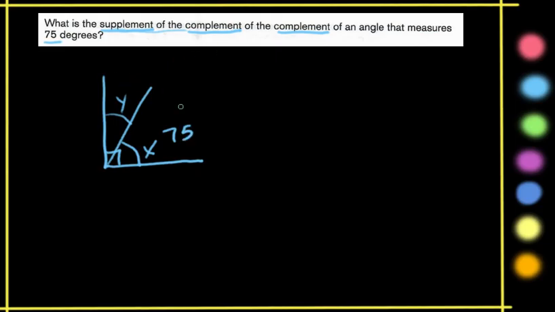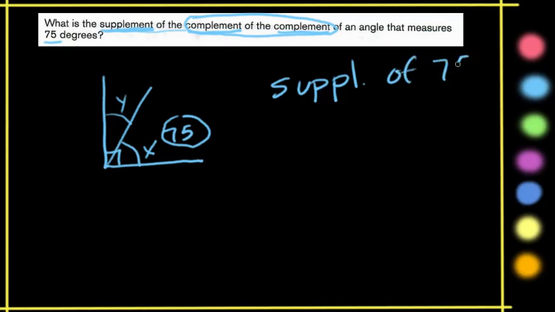but we don't actually need to figure that out because they want the complement of the complement. The complement of an angle is just the angle itself. So they're just trying to confuse you here. The complement of 75 is just 75. And then they want to know the supplement of that. So really all we need to know is what is the supplement of 75.